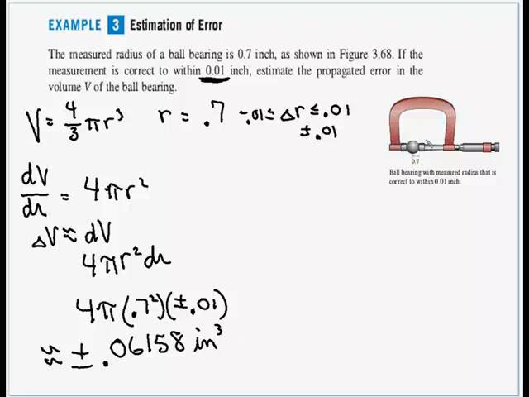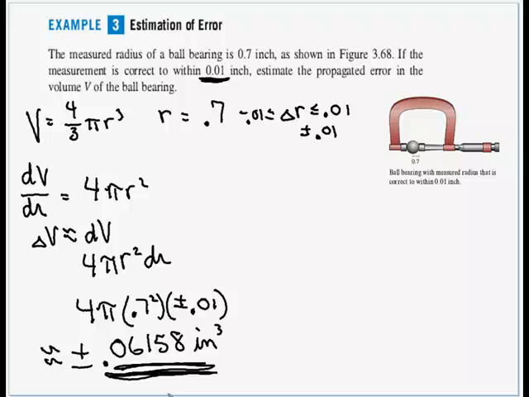So what we said here is, we're measuring the diameter or the radius of this ball bearing, and we might be a little bit off. Our measurement might be a tiny bit wrong. How much is that going to affect the volume of the sphere? Well, if our radius measurement is off by 0.01, or to the negative side, negative 0.01, the most it's going to mess up our volume is this many inches cubed. Now, is that a large amount of error or a small amount of error? Well, it's relative to the problem.